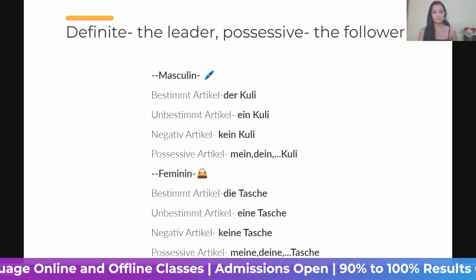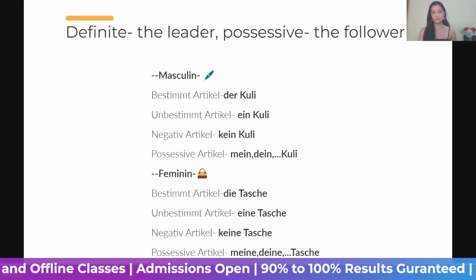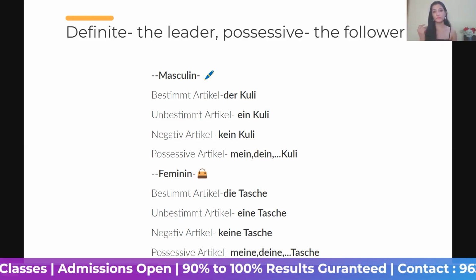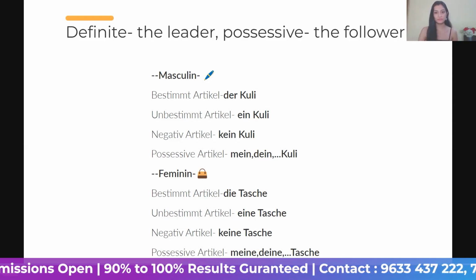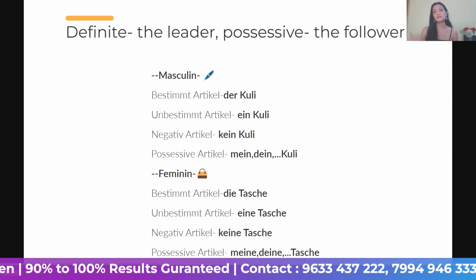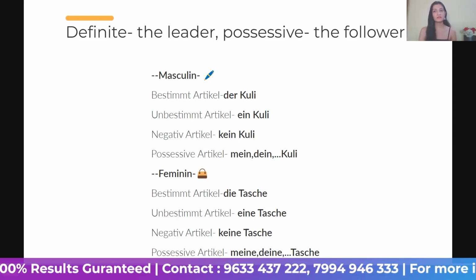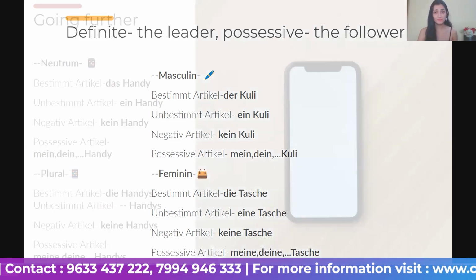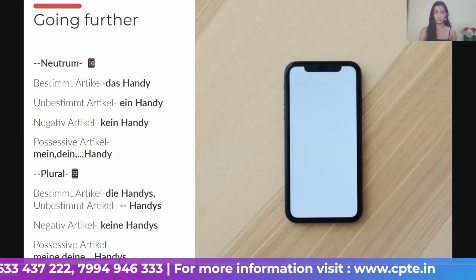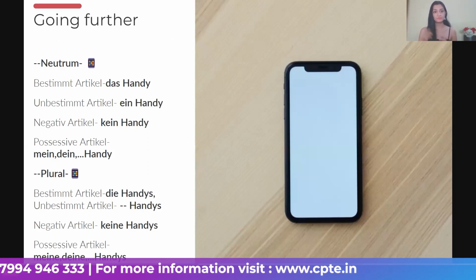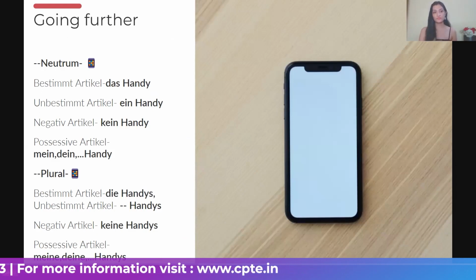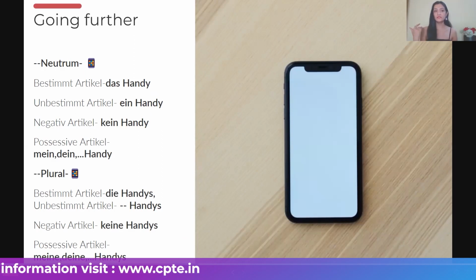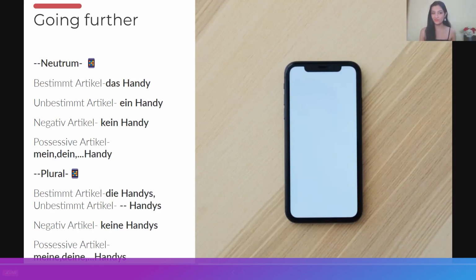The same comes with feminine. In feminine, bestimmt article, die Tasche. You can see the ending is E. So in unbestimmt, negative, possessive, E will be there, which is eine Tasche, keine Tasche, meine, deine, seine Tasche. The bag, a bag, no bag, my bag, your bag, his bag, and so on. Now, going further, neutrum, or we can say neutral. Here, the bestimmt article is das Handy. No E ending. So in unbestimmt, negative, possessive, no E ending. Das Handy, ein Handy, kein Handy, mein, dein Handy. The phone, a phone, no phone, my phone, your phone, and so on again.